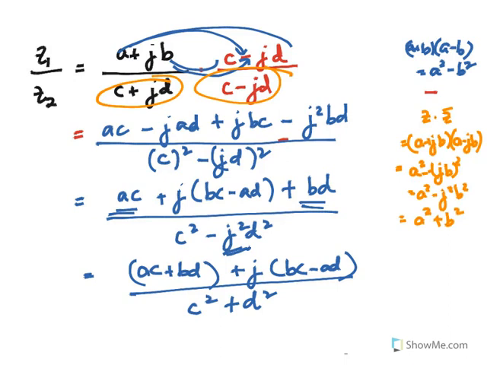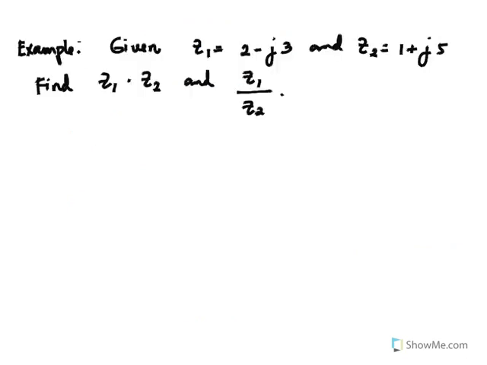So in general, the product of your complex number and its own conjugate is a real number of the form a squared plus b squared. So for example, given z1 equals 2 minus j3 and z2 equals 1 plus j5, we want to get the product and the quotient or the ratio.